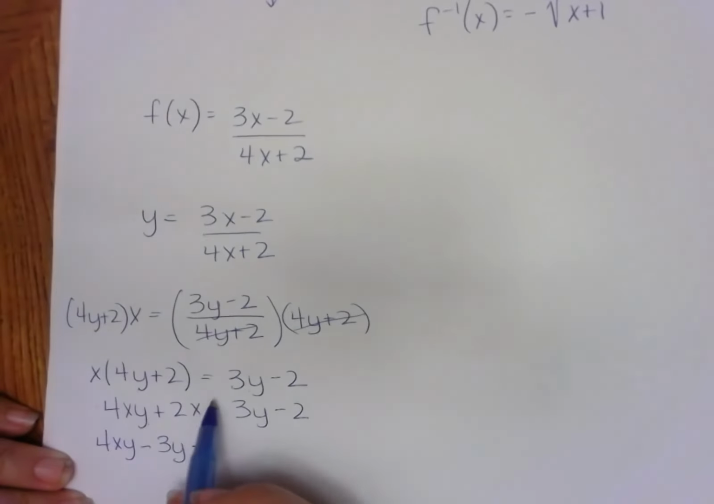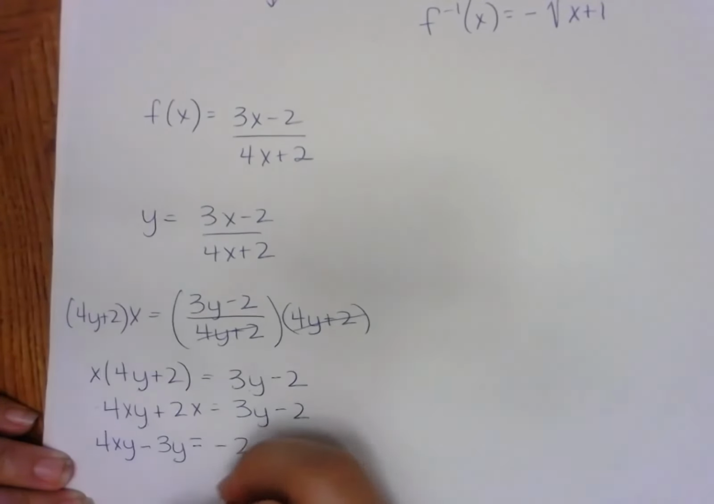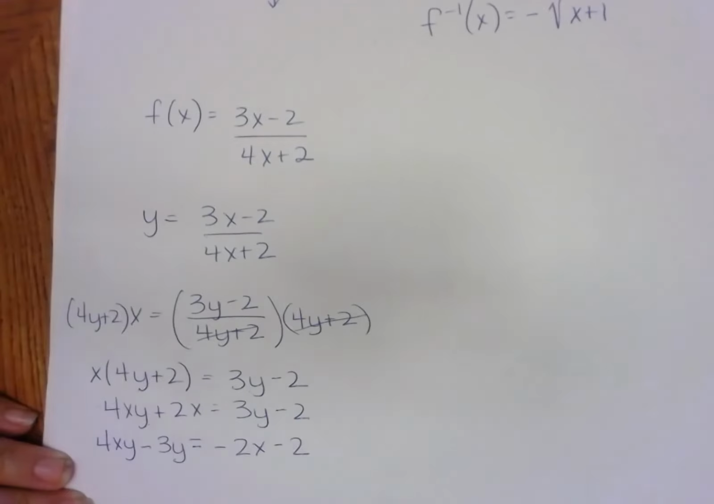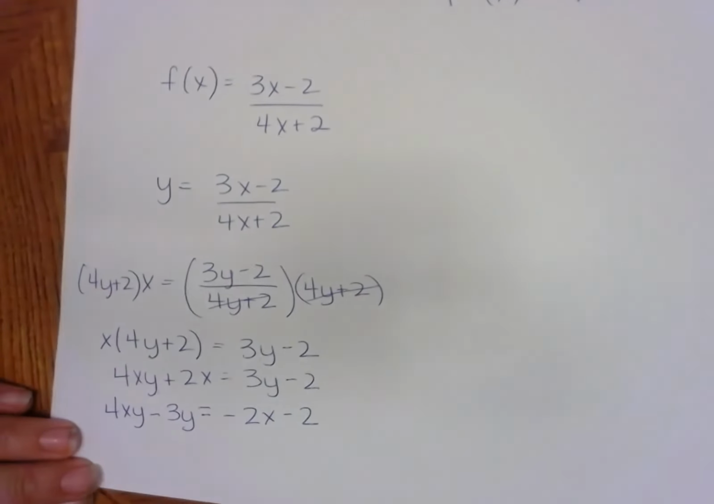Now this 2x that's on this side already, I don't want this here because it doesn't have a y in it. So I'm going to subtract it, and I'll just put it over here, and then the minus 2 was fine there. Okay, so this 2 became negative 2 over here. This negative 3y came from this positive 3y on this side. So I've just traded these two, okay, and changed the signs of both.